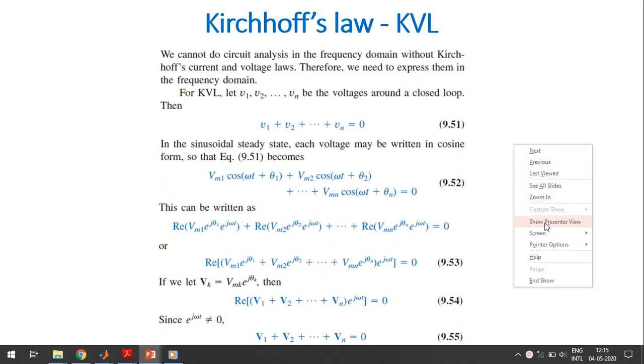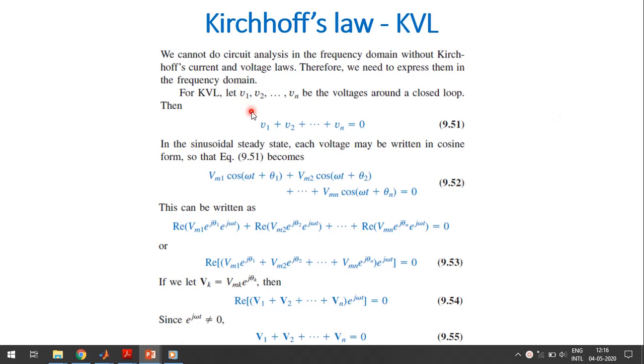So next we will discuss the basic laws for circuit analysis. The basic laws are Kirchhoff's laws, Kirchhoff's voltage law and current law. Kirchhoff's voltage law and current law hold good for DC circuits. We will be seeing in this video that they hold good for AC circuits as well.